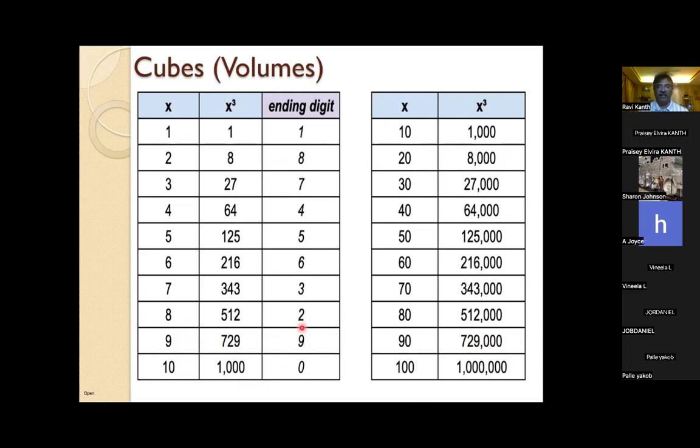Look at the right side numbers. 10 cube is 1,000. 20 cube is 8,000. 30 cube is 27,000. 40 cube is 64,000. 50 cube is 125,000. Okay, let us stop at 50.